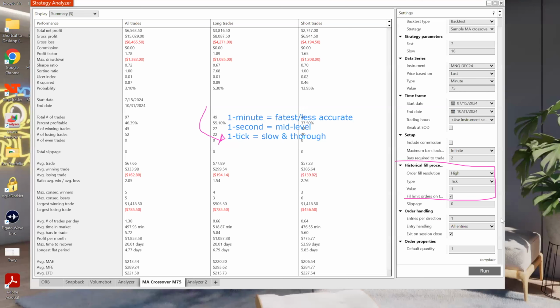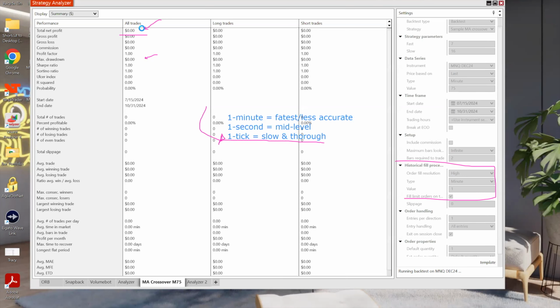There we go. So that probably took about a minute and a half or so to run. And you'll notice our results are just a little bit different when we do the one tick, when we do that slow and thorough approach. A little bit less. Now, just as a quick reminder, I'm going to go back to 1 minute, run it real quick, and you notice it has some more gains.